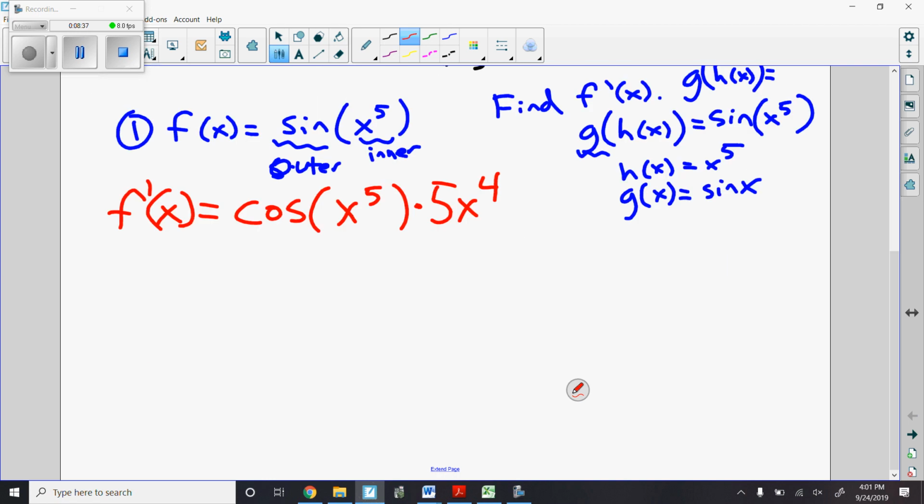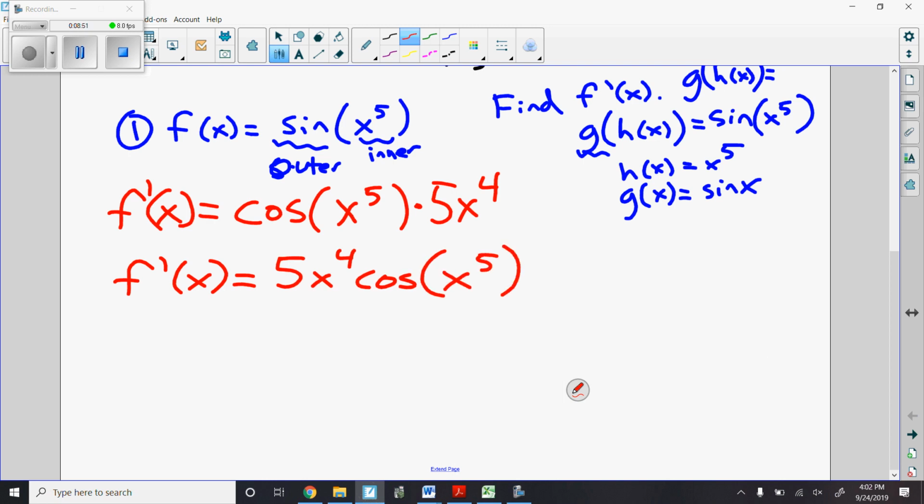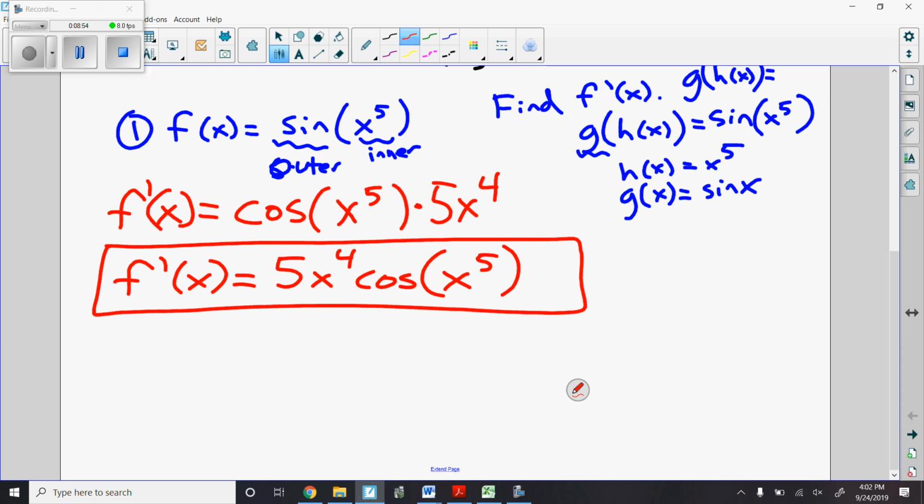Now, I'm going to take a second here to rewrite this because I like to have my polynomial stuff out front. Right? Coefficient comes first, followed by polynomial stuff, followed by the trig function, cosine of x to the fifth. And this is my accurate derivative right here. I get 5x to the fourth cosine of x to the fifth. Okay, but again, I did the derivative of the outer function with respect to the inner function times the derivative of the inner function. This is like the g prime, this is like g, and this is like f prime of g.